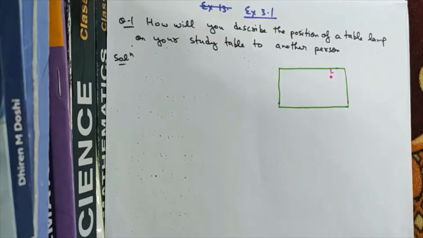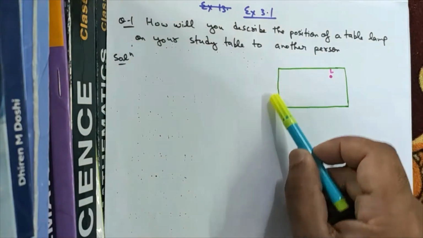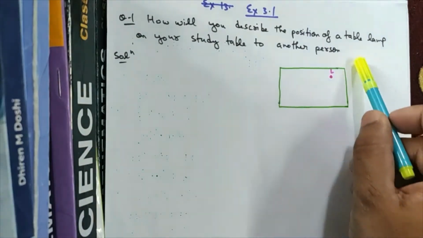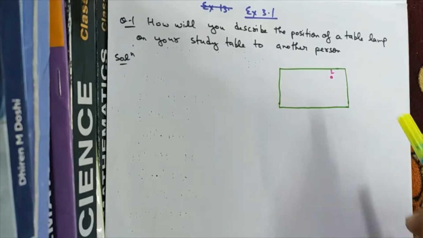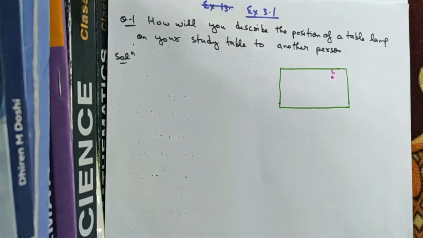Okay, so we will move to exercise 3.1, question number 1. In this question it is given that a table lamp is kept on the study table. How will you describe the position of the table lamp? Suppose this is the study table. This is rectangular in shape, the surface of the study table, and this point I have drawn as the lamp.